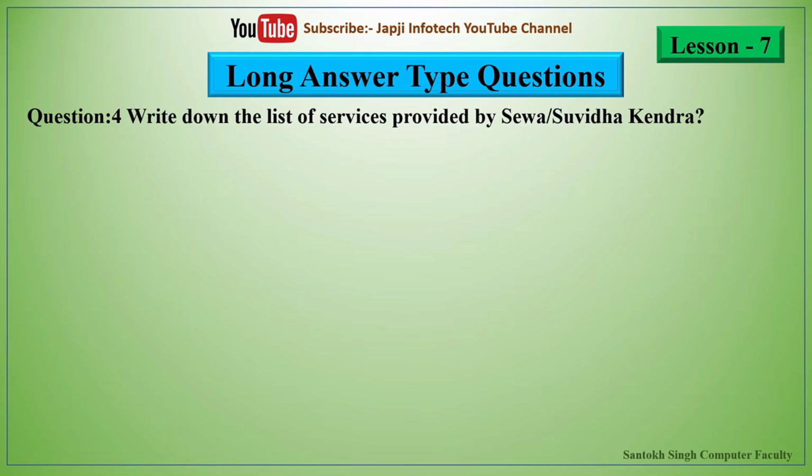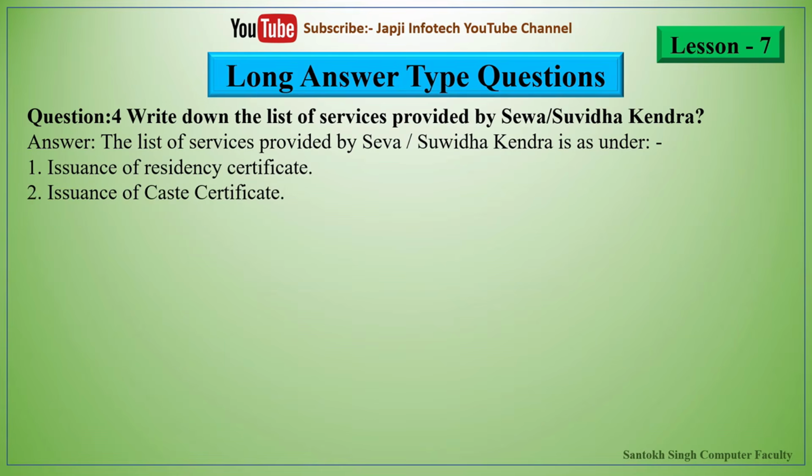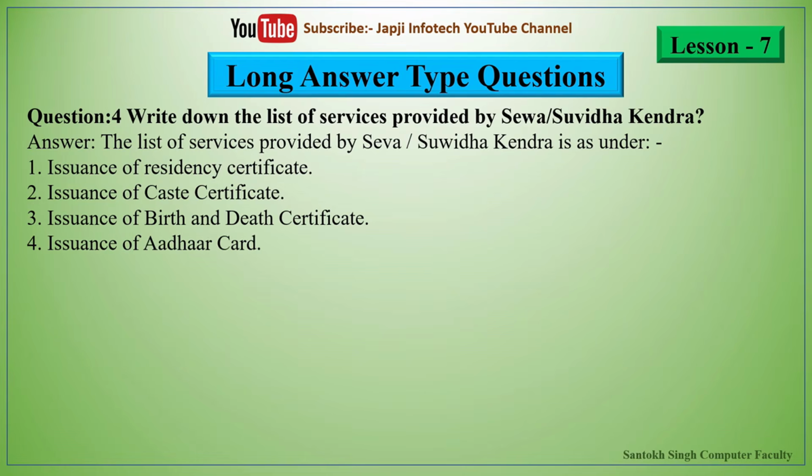And the fourth question is, write down the list of services provided by Seva or Suvidha Kendra. So the list of services provided by Seva or Suvidha Kendra is as under. The first one is issuance of residence certificate. Second one is issuance of caste certificate. Third one is issuance of birth and death certificate. Fourth one is issuance of Aadhaar card. Fifth one is issuance of income certificate.